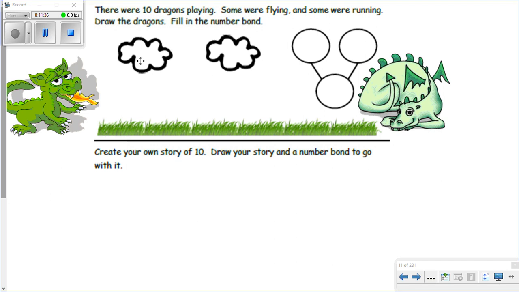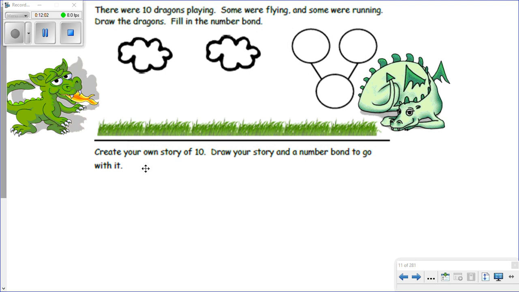This has a little setup that you could do where there's the clouds for the sky, the ones that are flying, and whatever is going to be running on the grass. And then you fill in your number bond. And the other activity for you to do is to create your own story of 10. Draw your story and a number bond to go with it. You can also write your story as well.